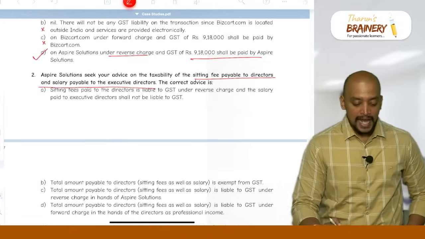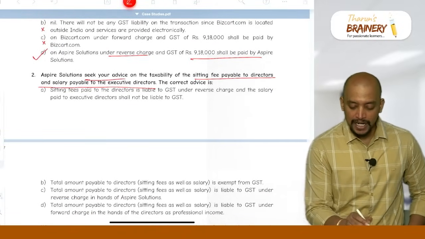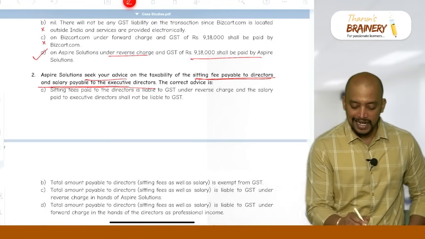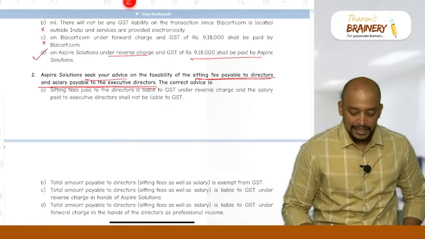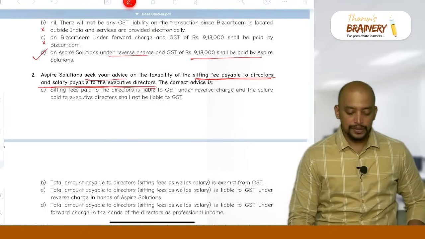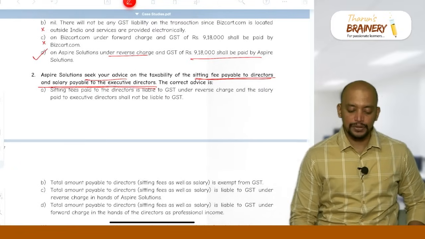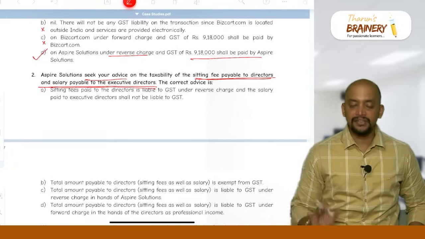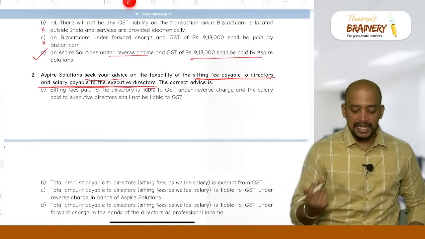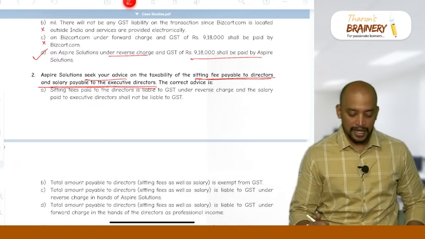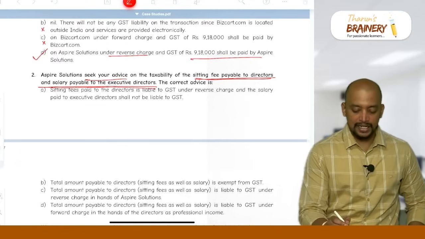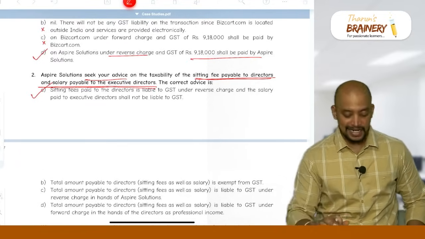Second question, as per solutions, seek your advice on the taxability of the sitting fee payable to directors and salary payable to the executive directors. The correct advice is: sitting fee is covered under RCM and salary is not a supply. So sitting fee paid to directors is liable to GST under RCM and salary shall not be liable to GST. That itself is a correct answer.